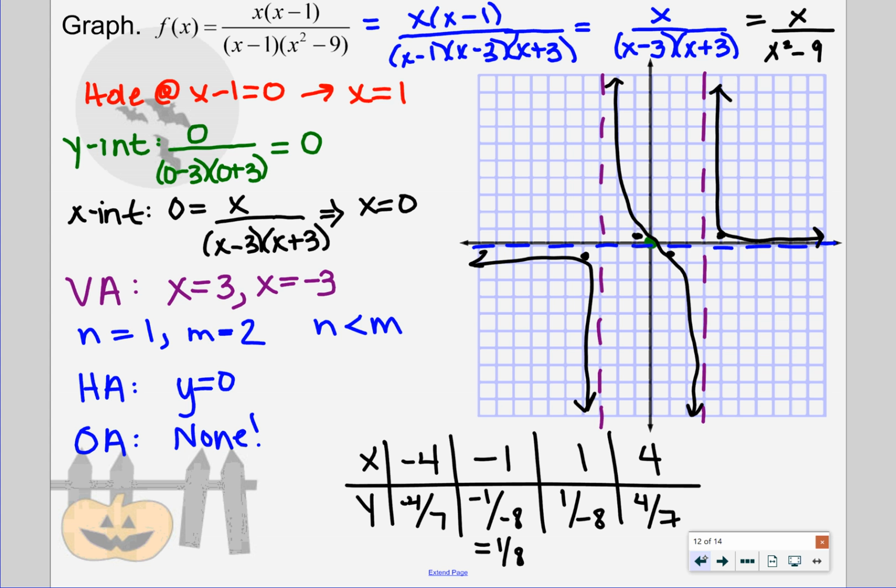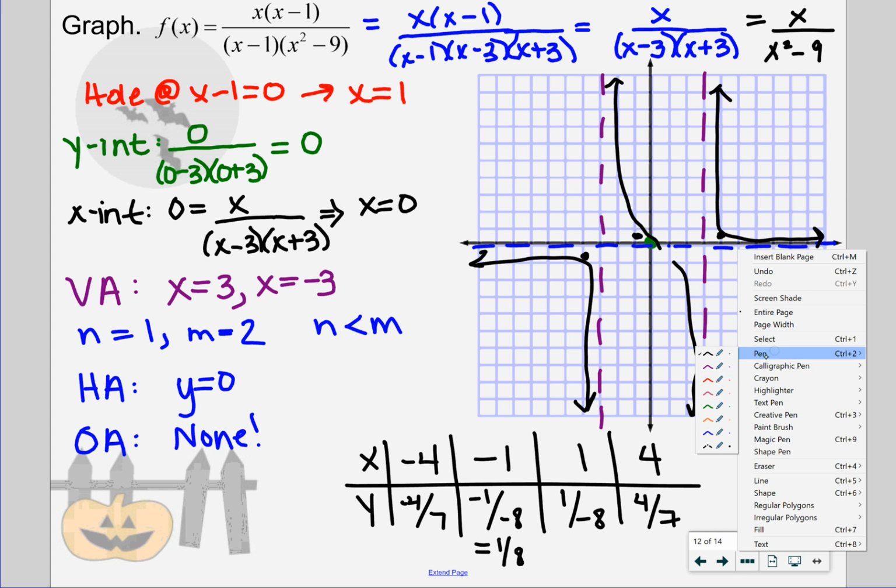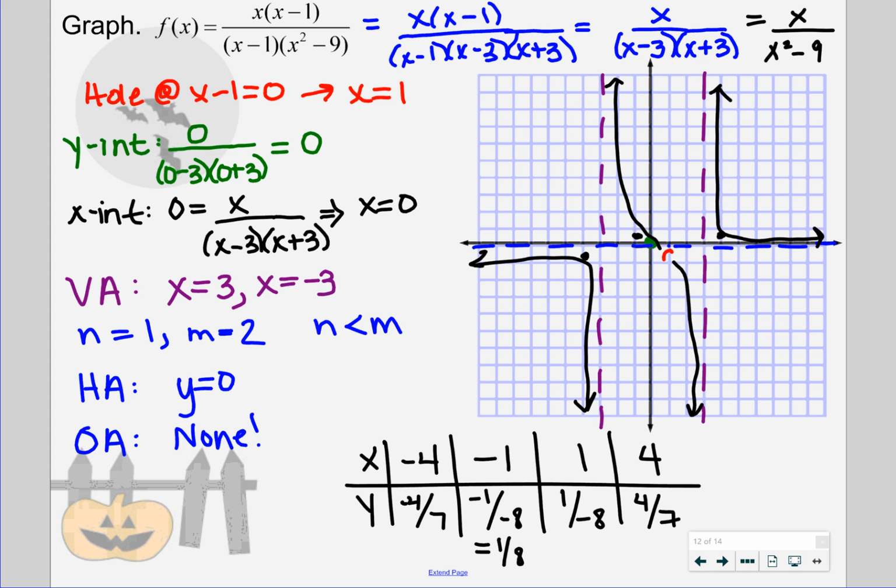There's a hole at 1. So at x equals 1, there's going to be an open circle on that line I made, because we had the hole. So it's going to look like that. It's just an open circle right in the middle of the curve at whatever x value the hole's located at. Whew, almost forgot that. That would have been really bad.